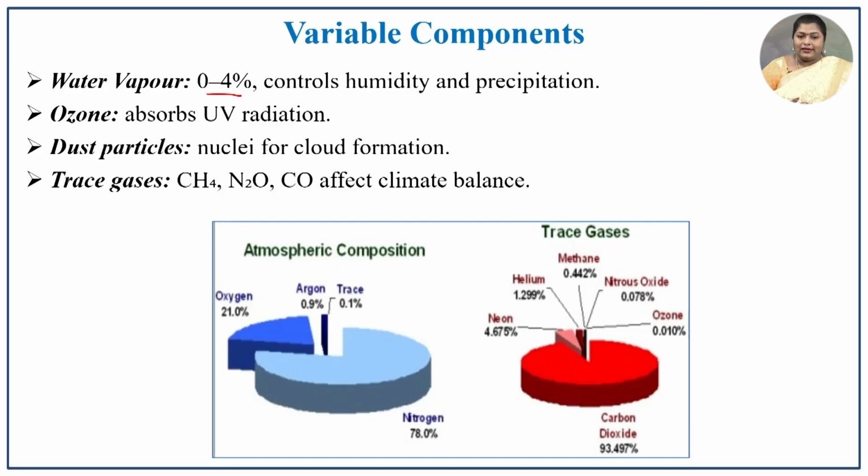Next come the trace gases, like methane, nitrous oxide, carbon monoxide and carbon dioxide, which affect the climate balance. These are all important variable components, the variable gases which contribute to the atmosphere, and they play a vital role in the life forms of the earth's surface.